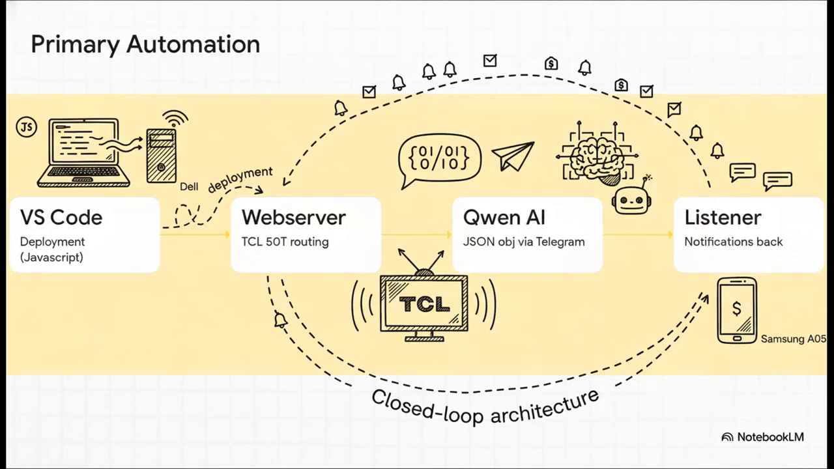And this sequence brilliantly illustrates the primary automation loop of Exocore 2026. Step 1. A JavaScript deployment is triggered right from VS Code on the Dell. Step 2. It hits the node web server hosted on the TCL 50T.